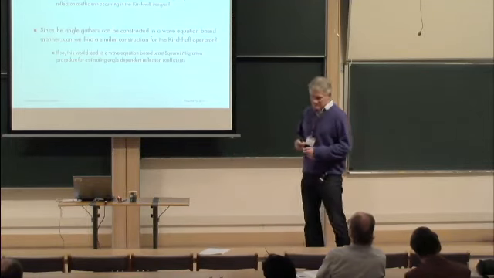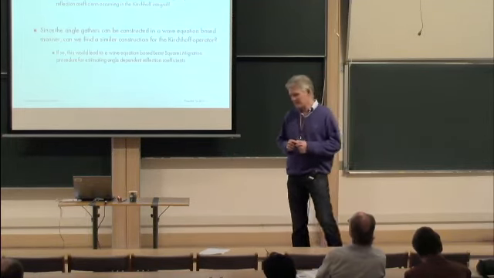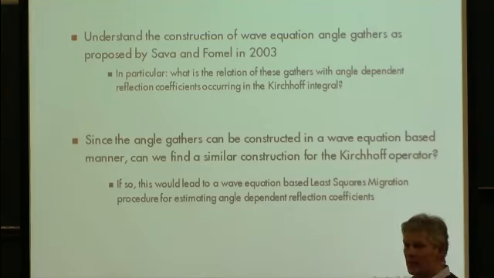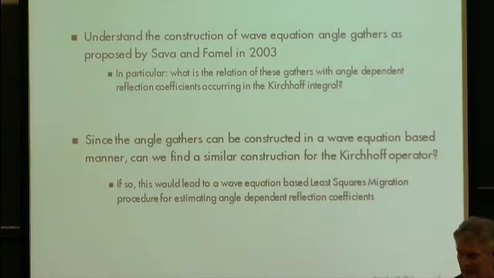The second motivation is really, well, since they have a wave equation-based construction of angle gathers, which is really sort of a backward type of operation, shouldn't I be able to formulate indeed the forward problem as well in terms of the wave equation? And if I could do that, I could arrive at a wave equation-based least squares procedure for angle-dependent reflectivity. So that is the aim of this talk.